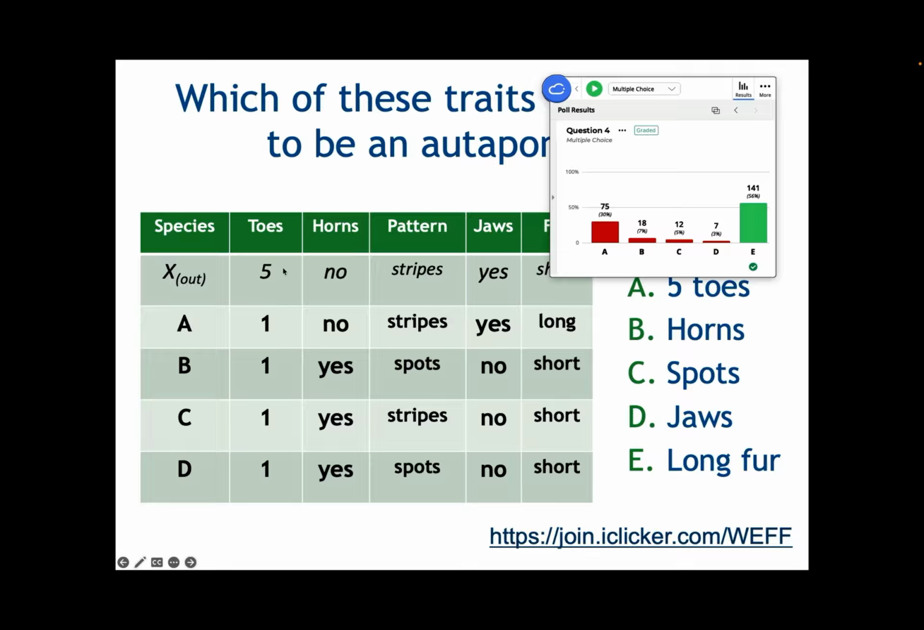So could 5 toes be an autapomorphy? That is, could 5 toes be derived as well as unique? Yes, it's possible, but it's sort of a coin flip. It's equally likely that the most recent common ancestor of this whole gang had 5 toes or that it had 1 toe. So that one is sort of a coin flip. But we can say that probably the most recent common ancestor for this whole group had short fur, not long fur. So long fur is probably a derived trait.